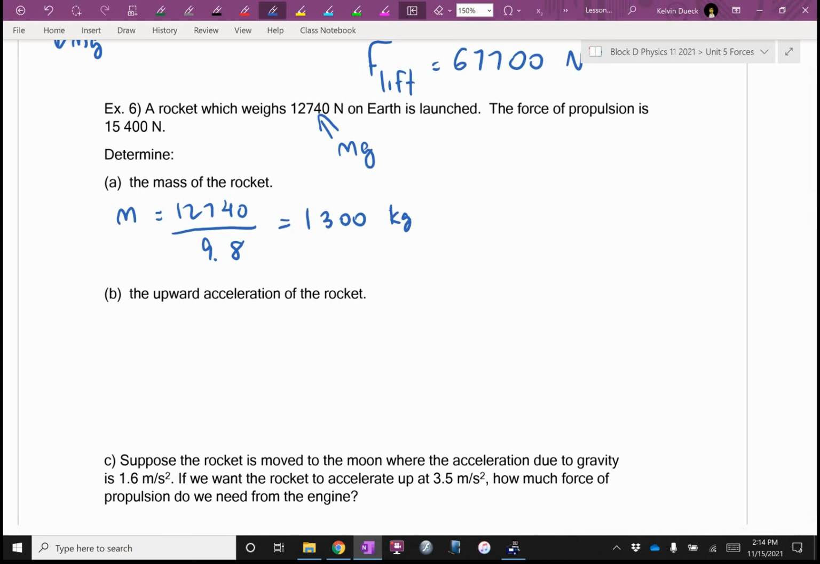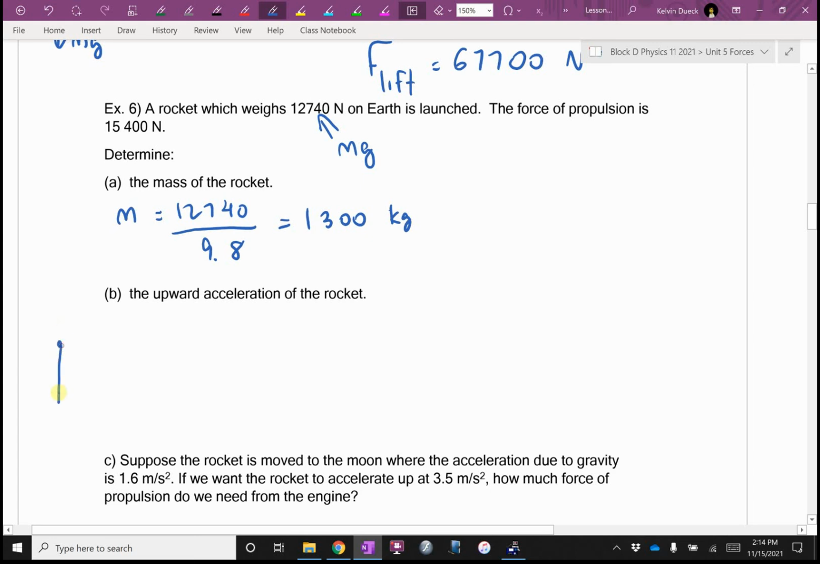B says the upward acceleration of the rocket. What does B want me to find? Do you see a VI or a VF or a T? You know what this might be a good job for? Keegan, what are the forces acting on this rocket? Get the obvious one. Which way?